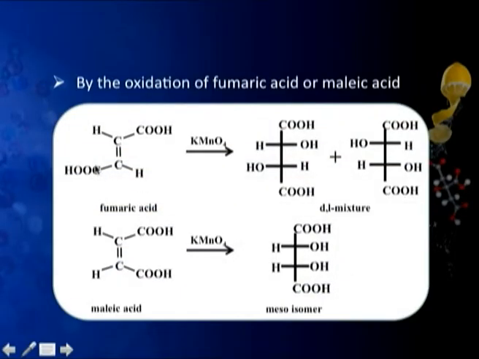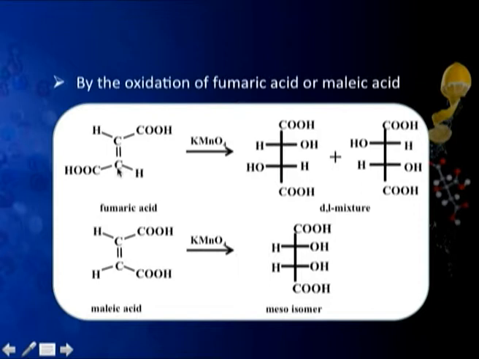Then we can obtain tartaric acid by the oxidation of fumaric acid or maleic acid. As I said before, fumaric acid is the trans isomer, maleic acid is the cis isomer. When they are oxidized by KMnO4, the 2 hydroxyls are added to the 2 carbons which are joined by a double bond.